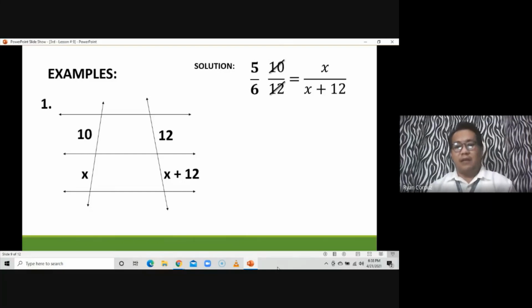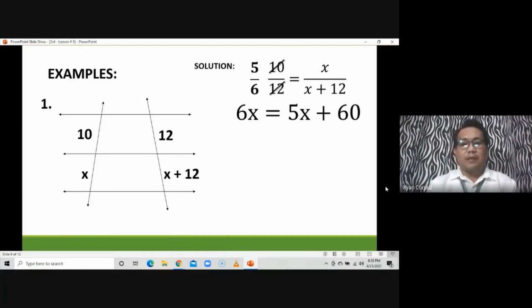So then, let's apply how to solve proportion with the application of cross multiplication, or the fundamental law of proportion. So dito tayo, 6 times x, we come up with 6x. 5 times x is 5x plus 5 times 12 is equal to 60. So we'll come up with 6x is equal to 5x plus 60.